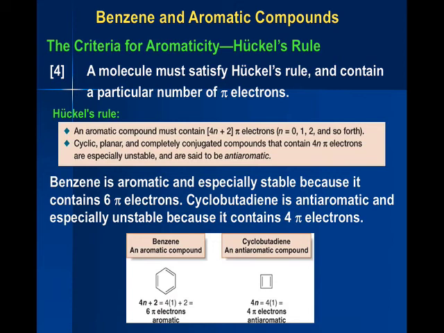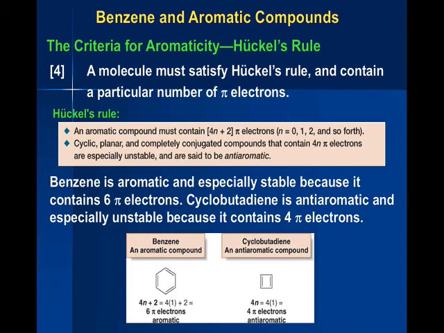Okay? So if we look at this molecule, here we have benzene. Hückel's rule states that you have to have 4n plus 2 equals the number of pi electrons. That's the formula. N must be 0 or a whole number. It can't be 1.5. It can't be 2.2. It needs to be 0, 1, 2, 3, 4, 5, to infinity.